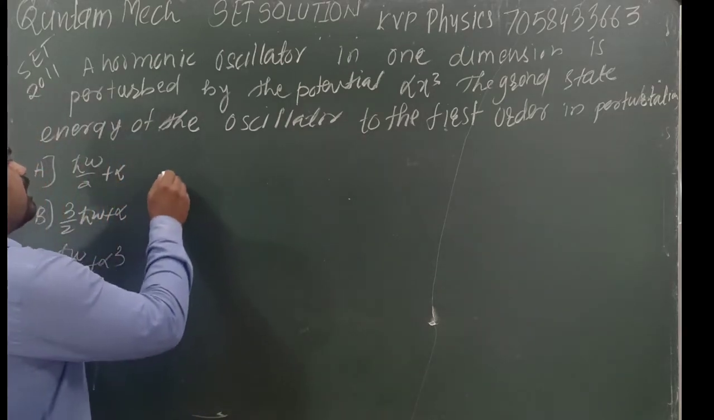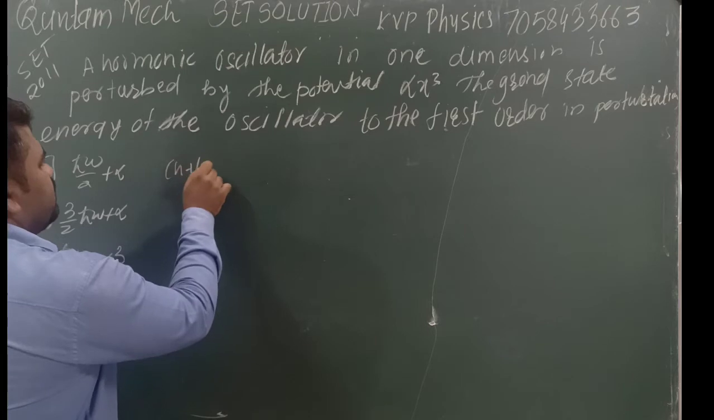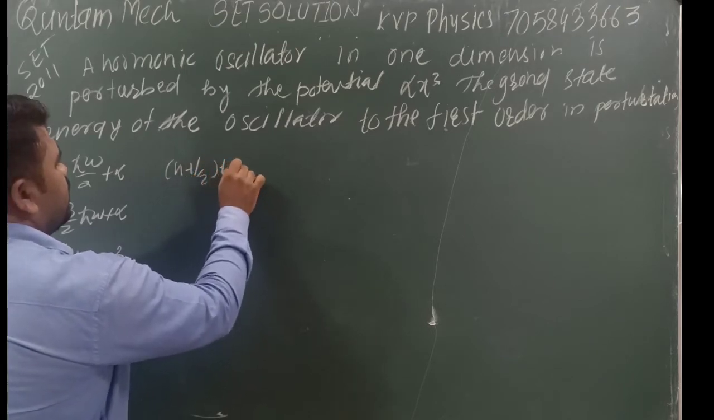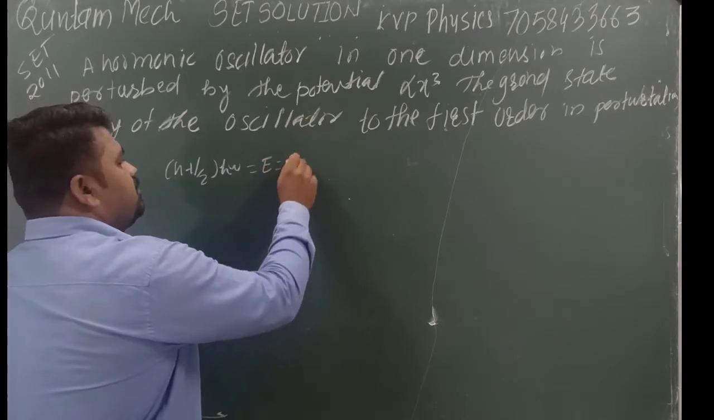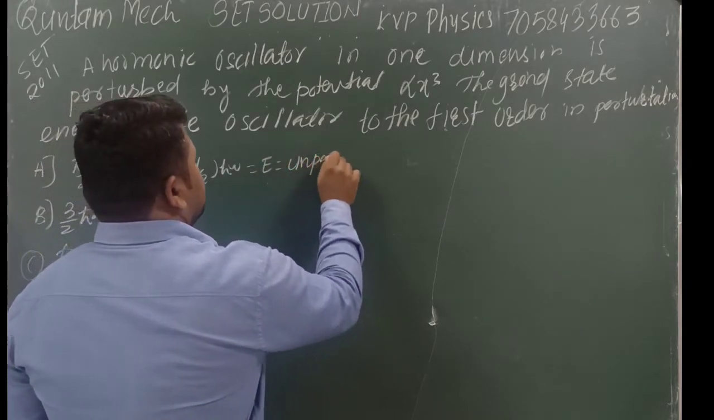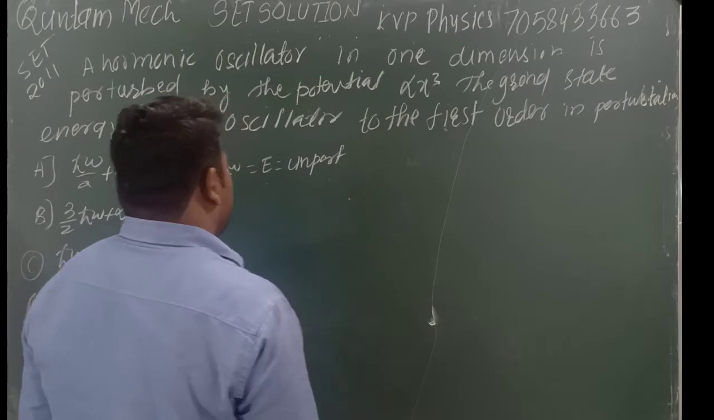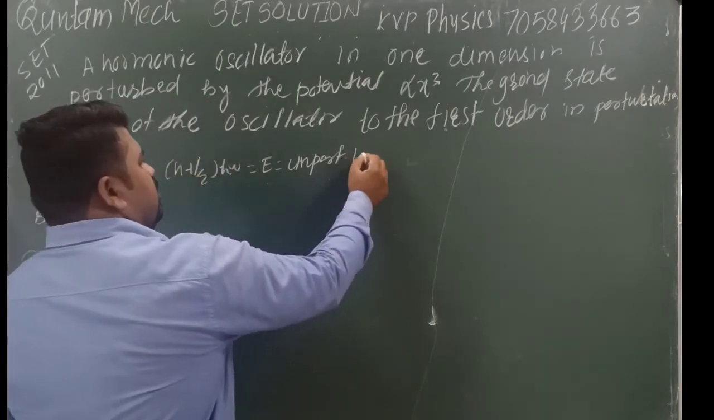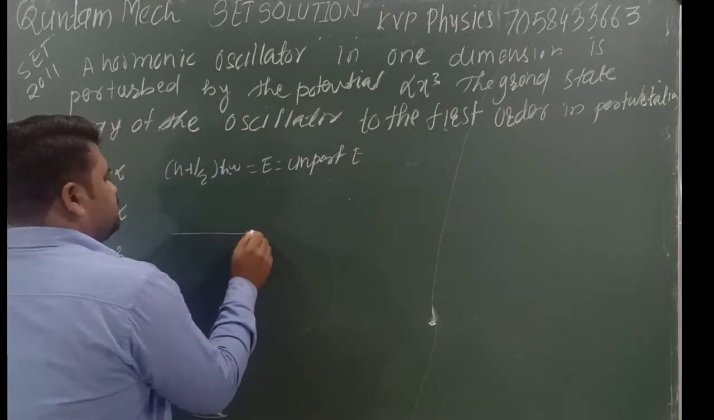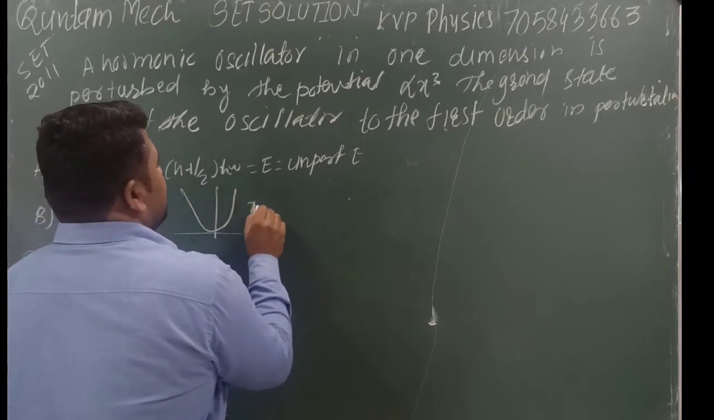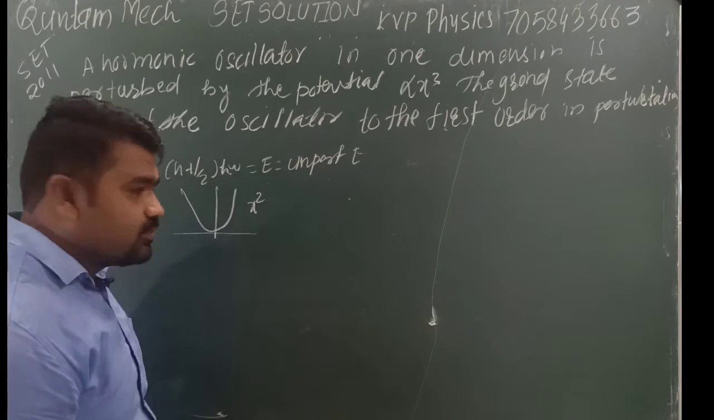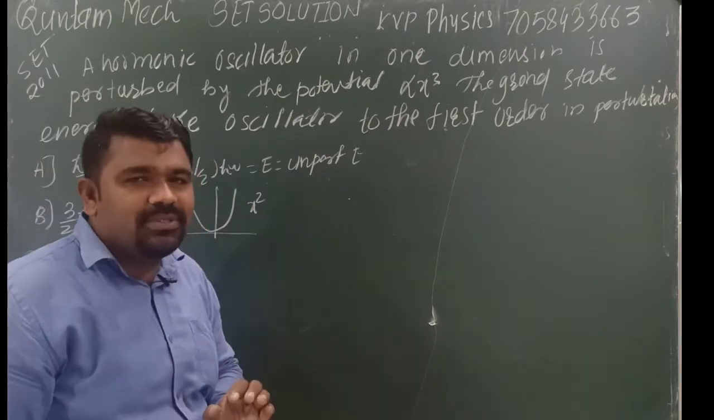N plus 1 by 2 h cross omega is the unperturbed energy. Got it? This means the system behaves like this, where the potential is simply x square. This system is an unperturbed system.